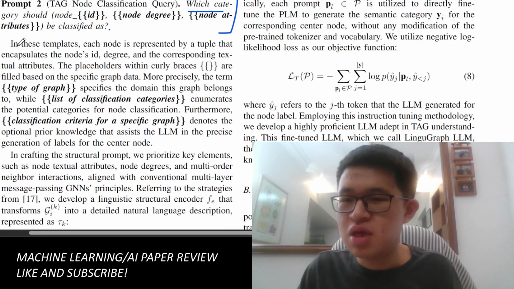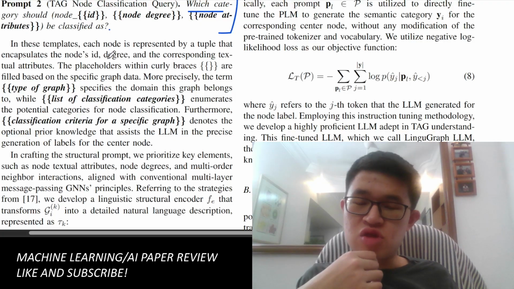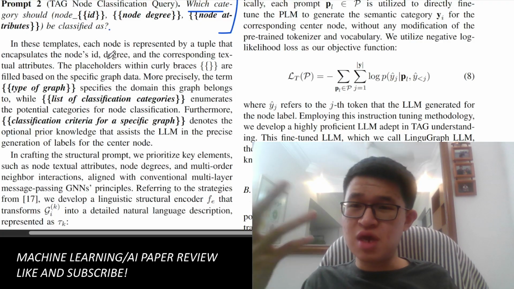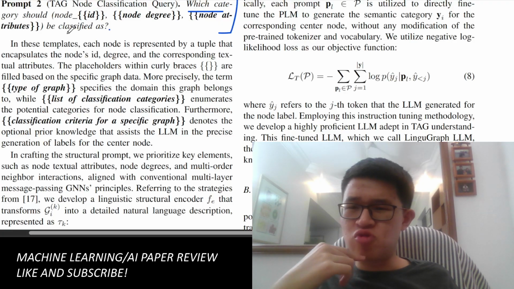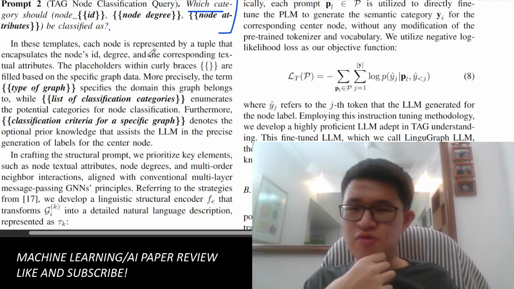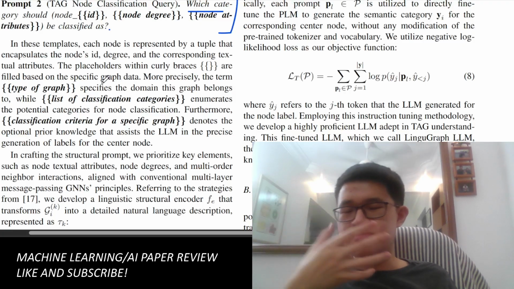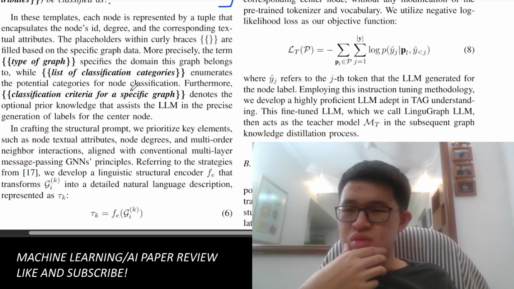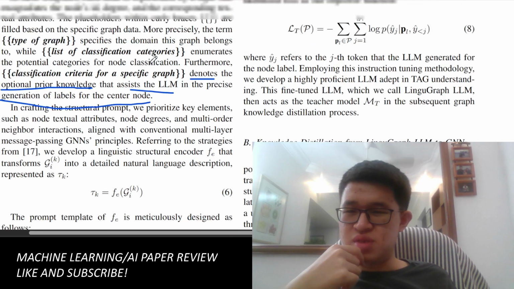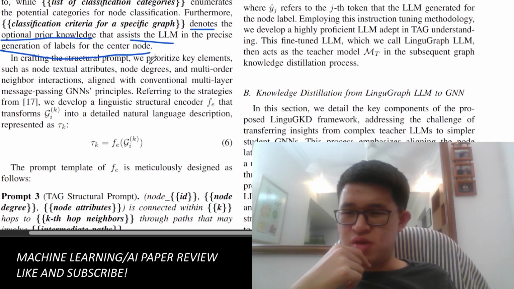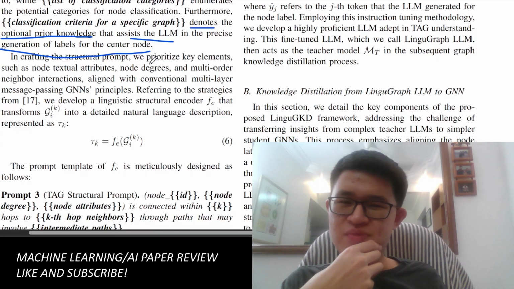So in these templates, each node is represented by a tuple that encapsulates the node's ID, degree, and the corresponding textual attributes. The placeholders with curly brackets can be filled with the specific graph data. Okay. So denoting additional optional prior knowledge to help the LLM to generate labels for the center node. But I'm not so sure what the labels are in this case.